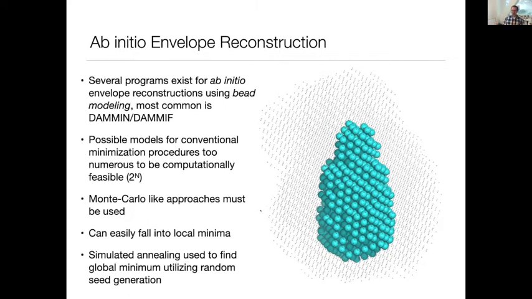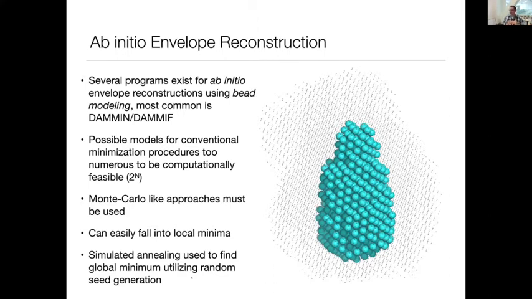The problem with this is that there's really just too many possible configurations of beads that you just can't calculate that many. So you can't cover this whole conformational space in any kind of time scale that we can utilize. So they use Monte Carlo approaches to do this, where they're randomly moving and selecting beads to change. The problem with these is that they fall into local minima. And so they use simulated annealing to attempt to find a global minimum.